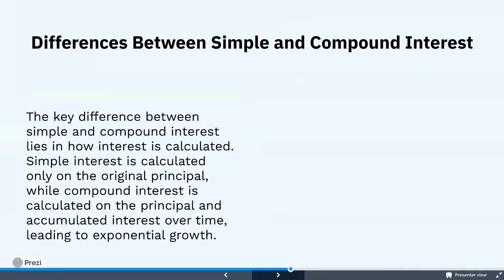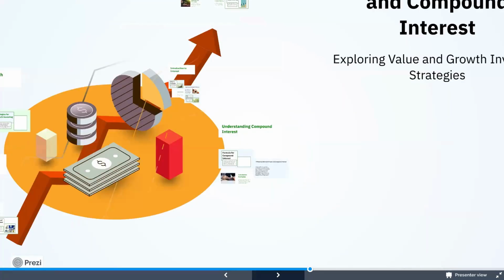The key difference between simple and compound interest lies in how interest is calculated. Simple interest is calculated only on the original principal, while compound interest is calculated on the principal and accumulated interest over time, leading to exponential growth.